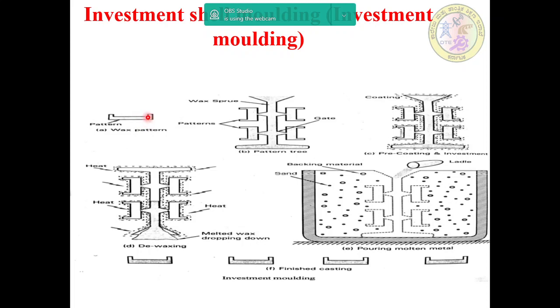And then a number of patterns may be attached to a common sprue with necessary gates and form a cluster. This is the pattern tree or cluster. A number of wax patterns are prepared, and then you have to attach them on both sides. Then the cluster pattern is dipped in the refractory slurry and taken out. A thin layer of coating is formed on the pattern. After preparing the slurry, you have to dip the pattern in it. After dipping in the slurry, a thin layer of coating is formed on the pattern.